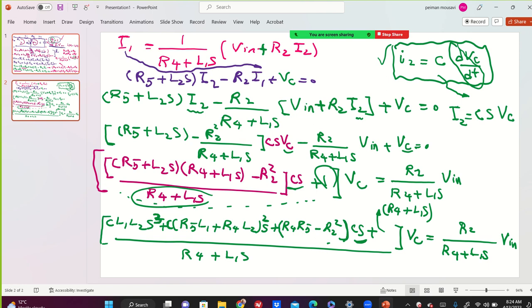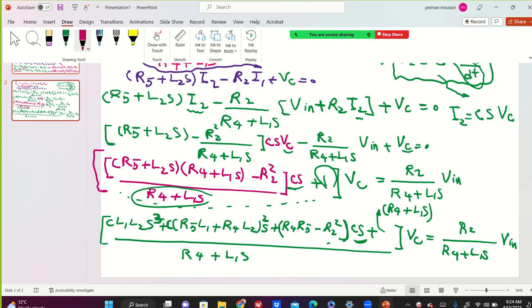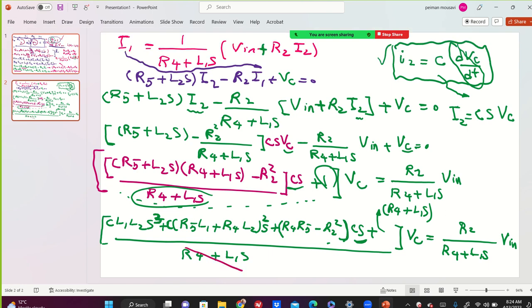So if you are done, I will move to the next page. Before going to the next page, this with this goes to the denominator. Everybody agree? Good. So before going to the next page, let me double check I did everything right.